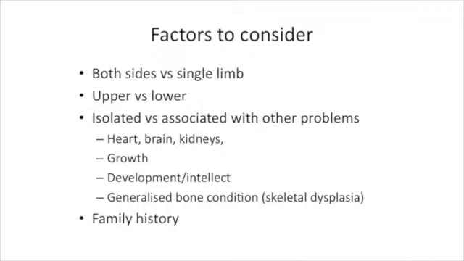Are there other structural problems? So we always think about growth and development, we always think about the heart, the brain and the kidneys, and we always have to think, is it just the limb, or are there generalised bone problems? So does the child have short stature, for example? Do they have differences in the length of all the other limbs? So is it reflecting a skeletal dysplasia?